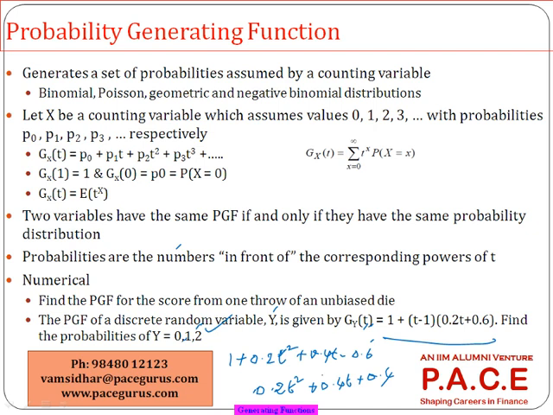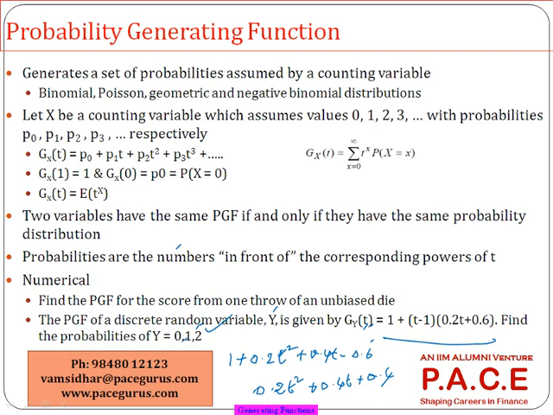The sum of all the probabilities is equal to 1, because this is nothing but P0 plus P1 t plus P2 t square. The sum of all the probabilities is equal to 1, which means that it is a probability distribution itself. Now coming back to the question, what is the probability of y equal to 0?